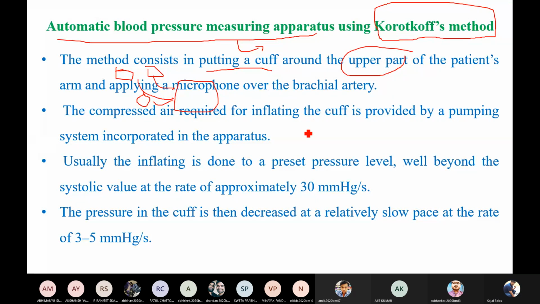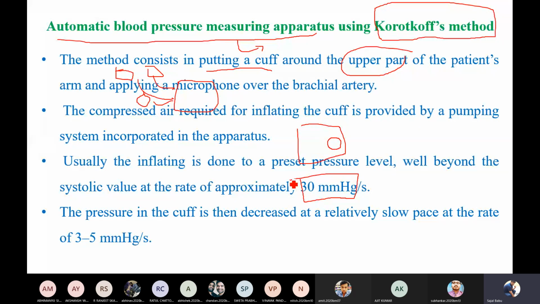So this is your sphygmomanometer, and there will be a start button on it. Whenever you click on the start button, the pump will get started. There will be an air pump inside your sphygmomanometer. The pump will start inflating your cuff, pumping air into it. And at what rate is it going to pump the air? It is going to pump the air at a rate of 30 mm of Hg per second.